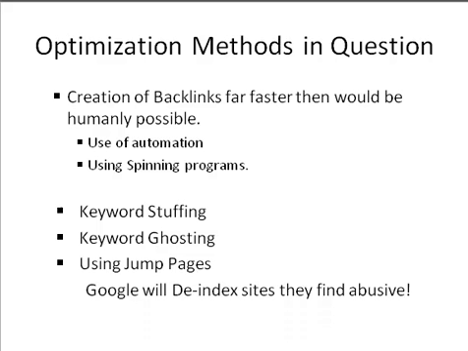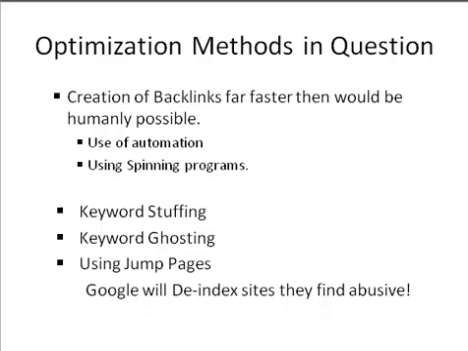Optimization methods in question. Here we go. This is what potentially could get you de-indexed. Creation of backlinks far faster than would be humanly possible. Obvious use of automation. Use of spinning programs.